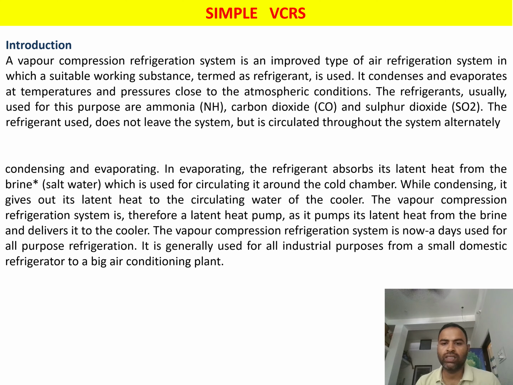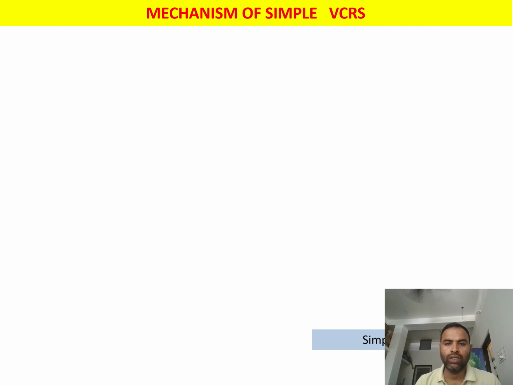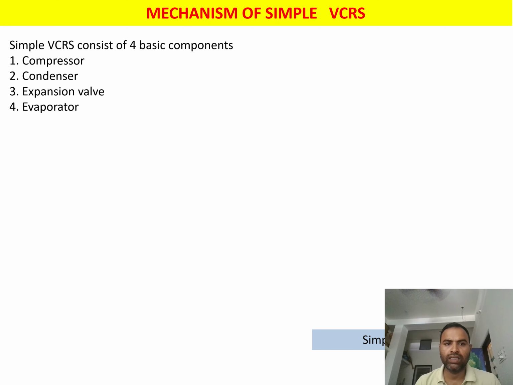The vapor compression refrigeration system is nowadays used for all purposes of refrigeration. It is generally used for all industrial purposes, from a small domestic refrigerator to a big air conditioning plant. Now we will see the mechanism of simple VCRS system.